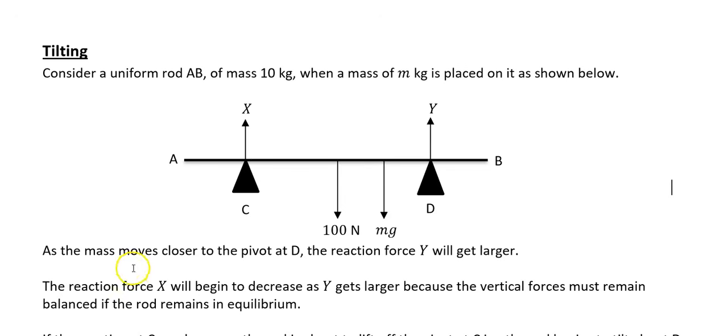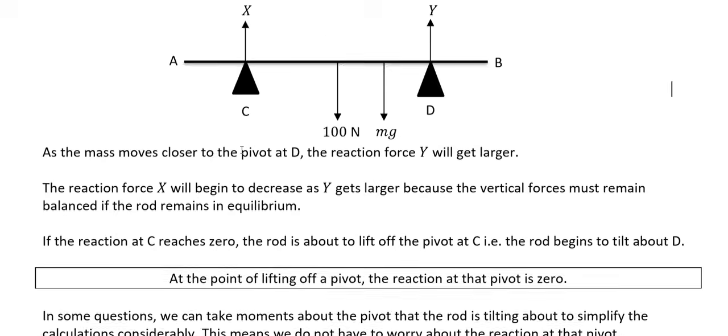As a mass moves closer to the pivot at D, the reaction force Y will get larger. So as mg moves this direction, your force here at Y would get larger, and your X would get smaller, until a point where it goes to 0. And what happens at that point? Imagine the plank at this time: once X goes to 0, it is lifting off at your pivot C, so then it's about to tilt.